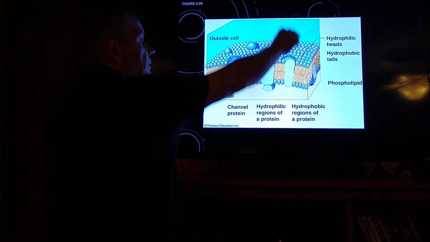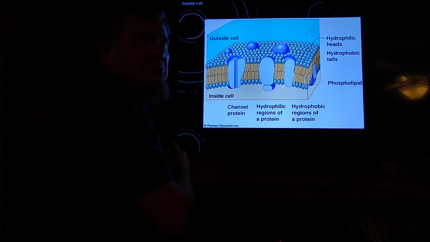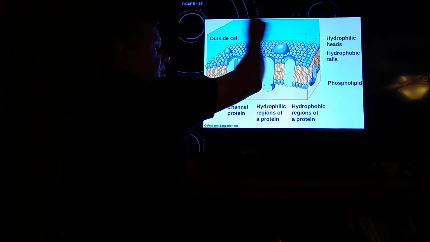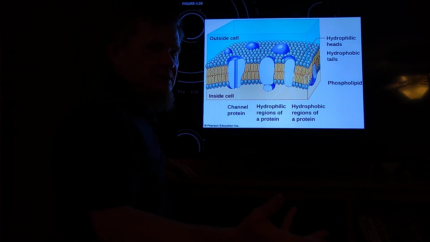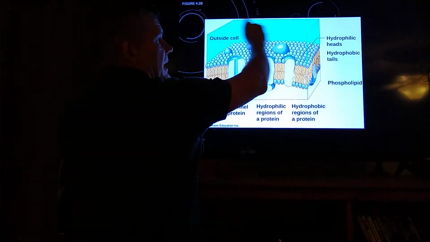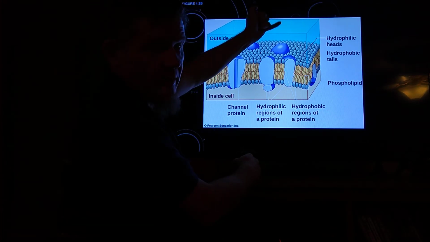Anything that would be floating around outside the cell would have to be polar. We talked about this in chapter 2. If you're going to mix with water, you have to be polar. If you're going to be swimming around outside here, and by swimming I mean molecularly swimming, not an actual fish, any kind of molecule that would be out here in the water would have to be polar. And if it's polar, it can move around in the water, no big deal.